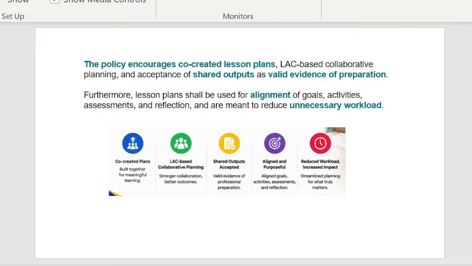Lesson plans shall be used for the alignment of goals, activities, assessments, and reflection, and are meant to reduce unnecessary workload. One teacher is assigned to make one lesson plan for one subject. It will be shared to all teachers on the same subject. They can discuss and add, enhance the lesson plan. That's to reduce workload.